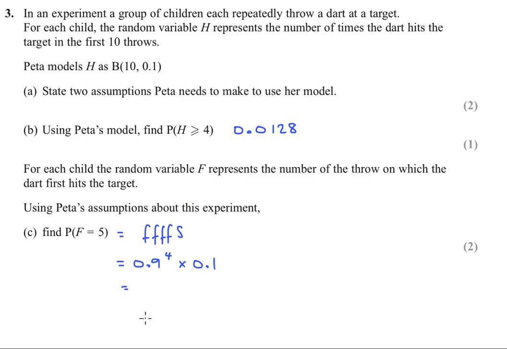This is not binomial. They've changed it. They've changed the random variable that we're dealing with. It's not h anymore, it's f. So if we type this in, 0.9 to the power of 4 times 0.1, you get 0.06561.